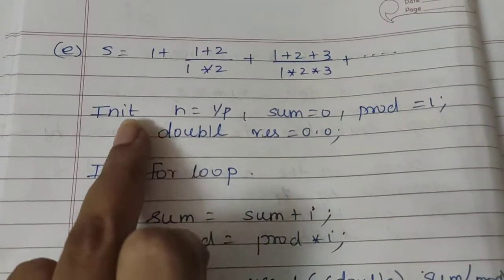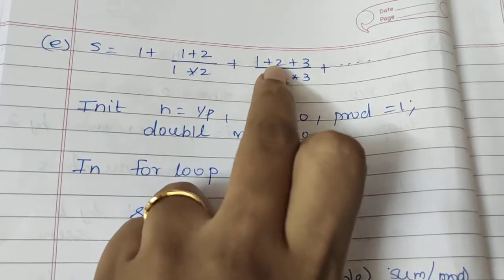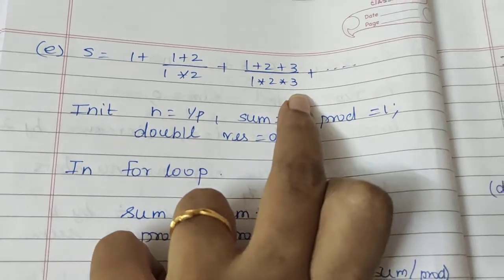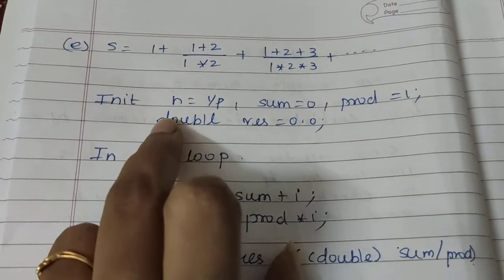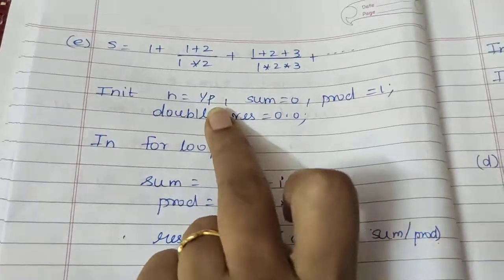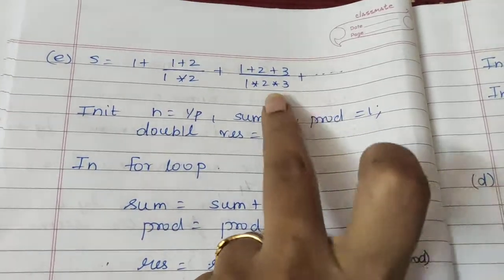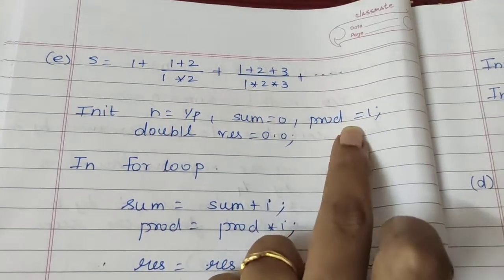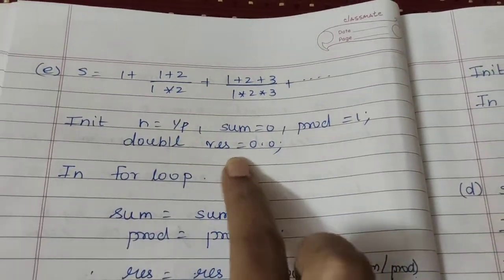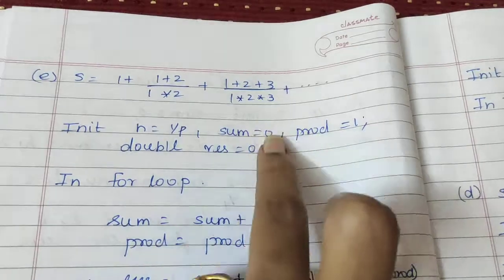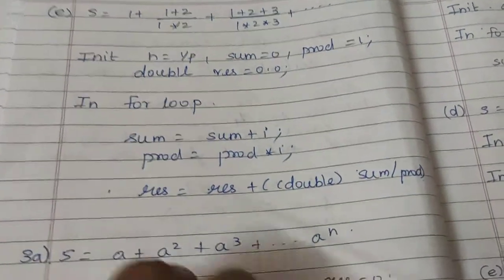Then the next series is S = 1 + (1+2)/(1×2) + (1+2+3)/(1×2×3), like that it is going to come. In this, as usual, we get the number of terms as input, sum is equal to 0, and here we do a product as well, so for that we initialize a variable equal to 1. Then a double for the result. For this you get the result that needs to be added, so we initialize a variable result.